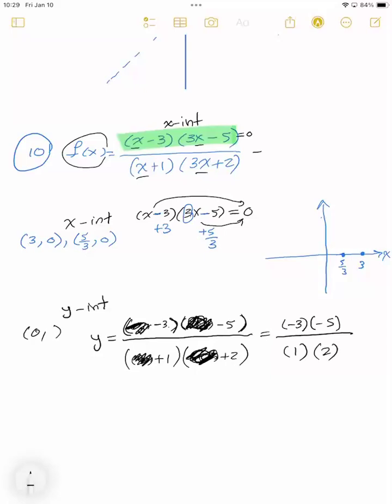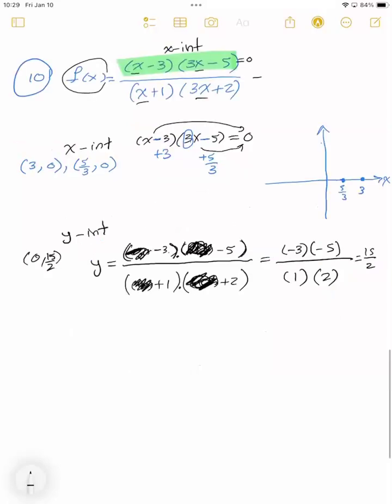You have 2. Don't drop the parentheses, because these parentheses are indicating multiplication. Negative times negative is positive. You get 15. 1 times 2 is 2. You get 15 over 2, which is 7.5. So that is your y-intercept. So we have the y-intercept, we have the x-intercept.